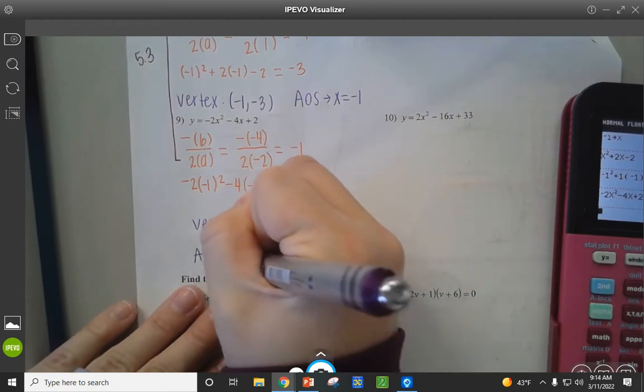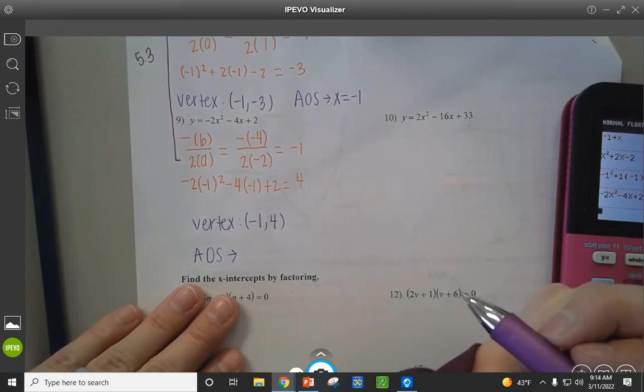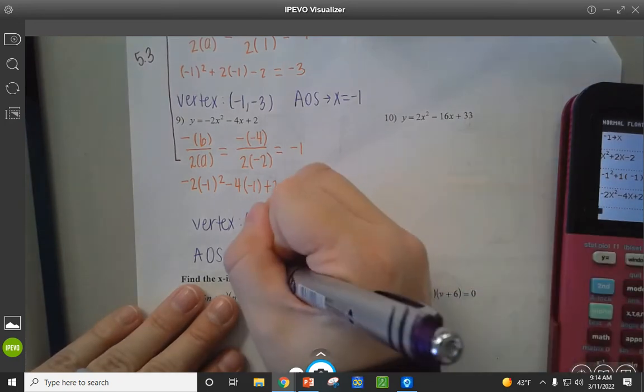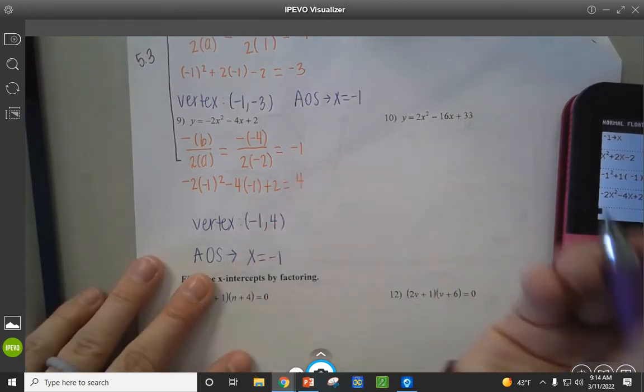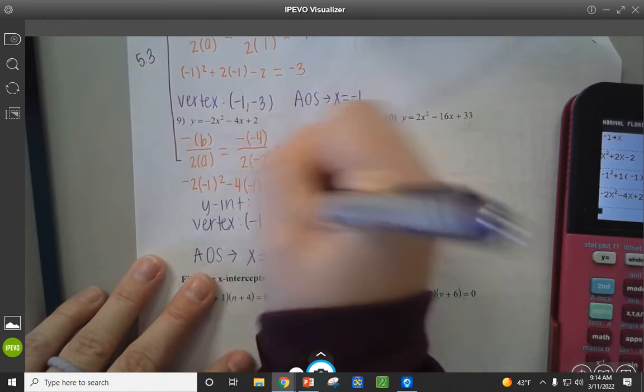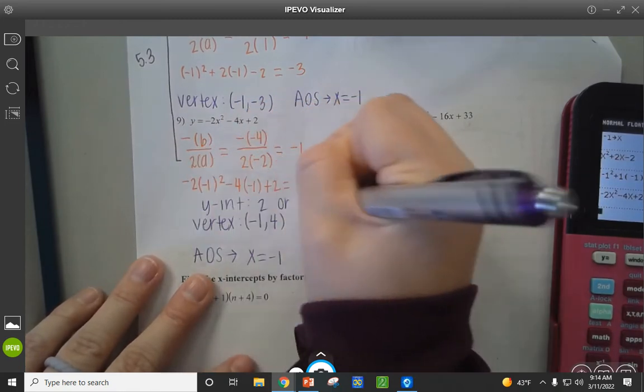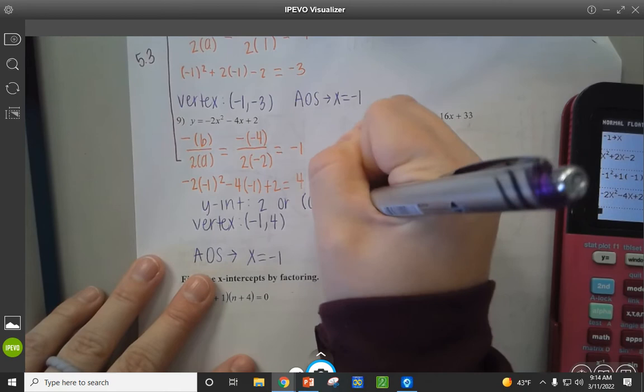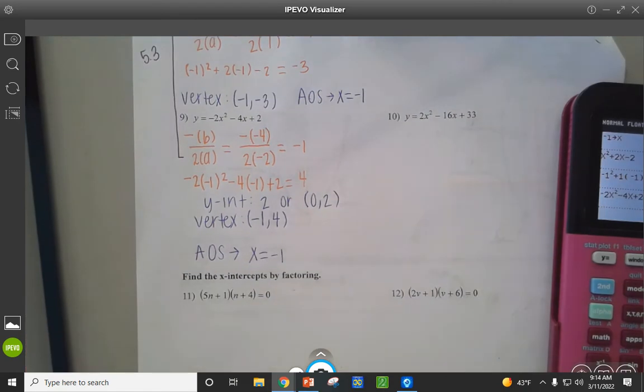What's the axis of symmetry? -1. X equals -1. What's my y-intercept? 2. Or we could write it as the point 0, 2. Either one.